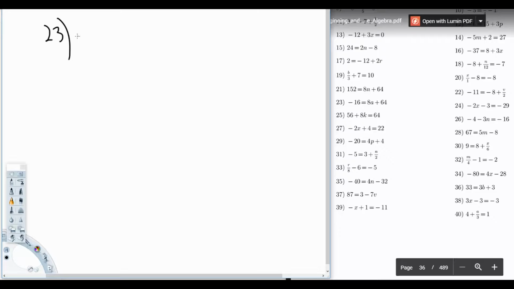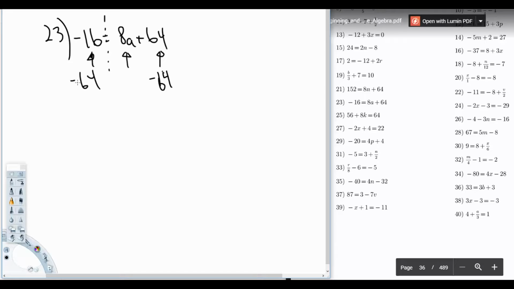Number 23 now. Minus 16 equals 8a plus 64. Separate this. So we know what this is, it's minus 16. We know what this is, this is 64. We don't know what the heck this is, 8a. What is 8a? It could be anything. So what I'm going to do is toss this 64 over. Because here it's plus 64, to cancel it I'm going to do minus 64, and here I'm going to do minus 64 also.